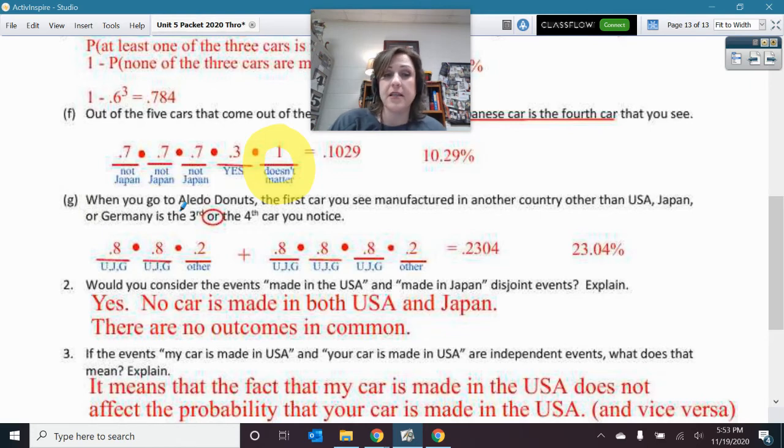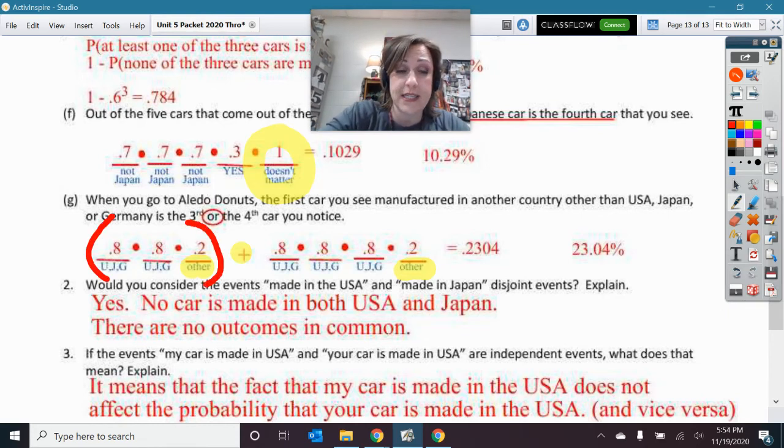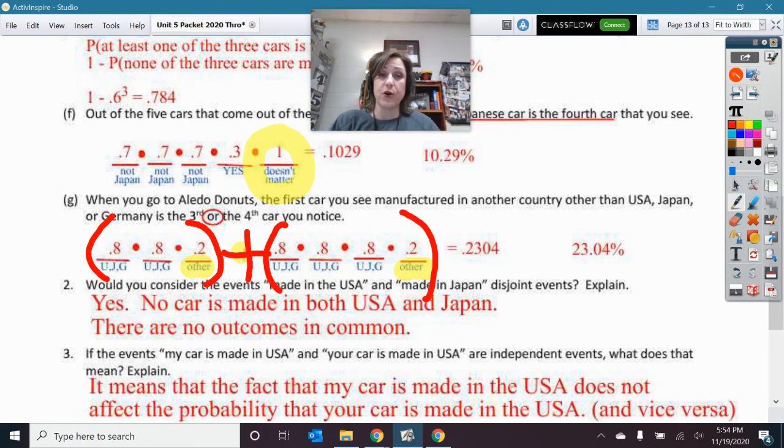And G, when you go to Alito Donuts, the first car you see manufactured in another country other than US, Japan, or Germany is the 3rd or the 4th car. So let's take a look. The first one you see manufactured somewhere else is the 3rd one right here, or the 4th one. So we have really two separate scenarios: the first one is the third, or the first one is the fourth. And those are added together because either one of these scenarios is acceptable.